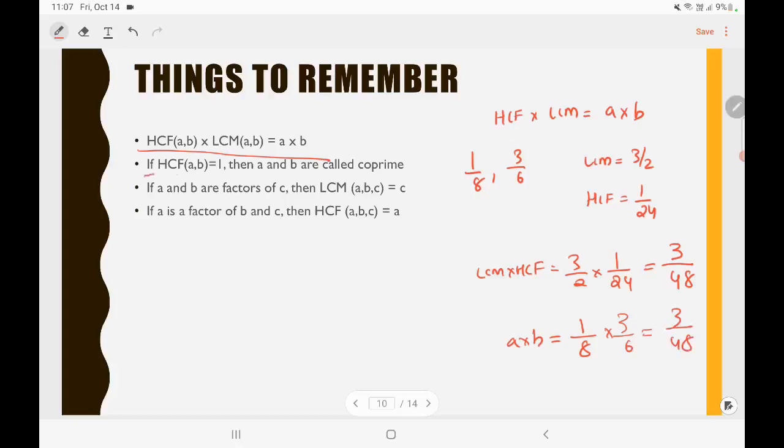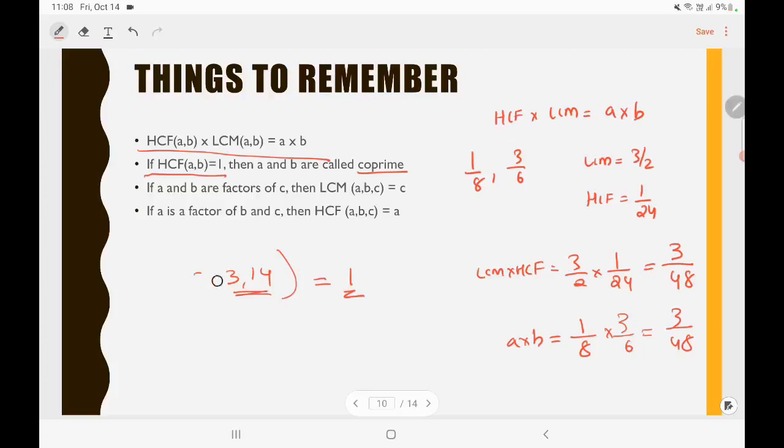Secondly, if HCF of two numbers is 1, that means they don't have a common factor between them. The only common factor between them is 1. For example, if you consider 3 and 14, is there any common factor between 3 and 14? No, there is no common factor except 1. So HCF of 3 and 14 is 1. Right. So in that case, 3 and 14 we can call coprime numbers. Just remember, coprime numbers are those numbers whose HCF is 1.